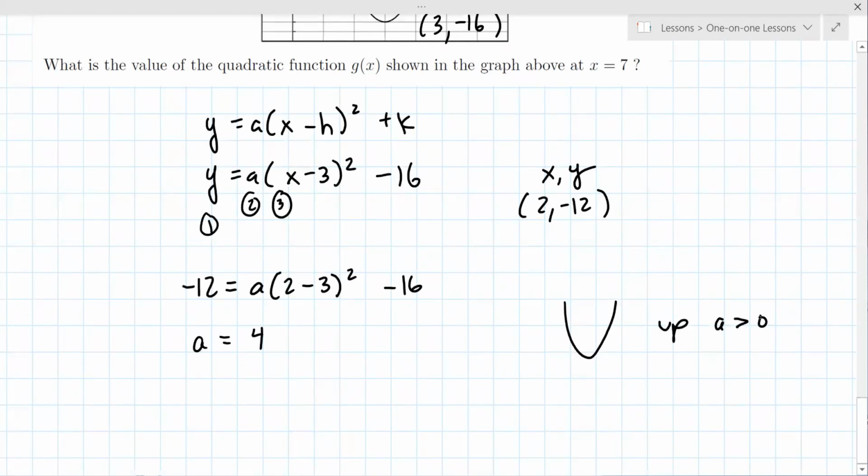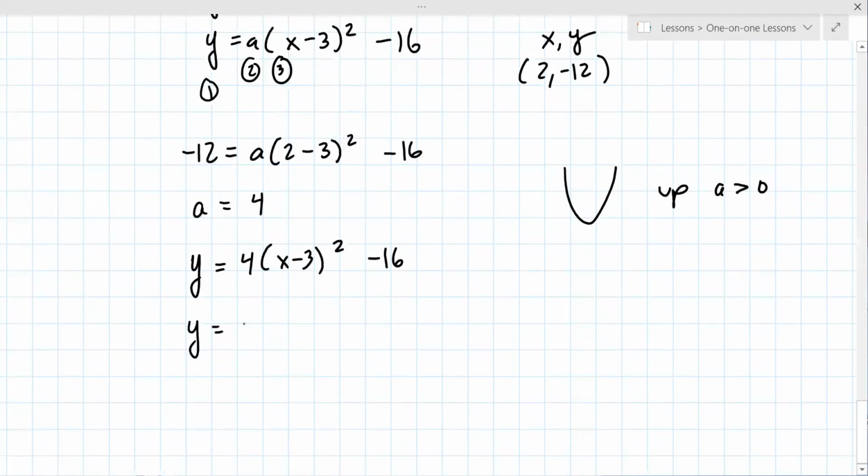Okay. So now, again, what do we do? That's not the answer. That's just the value of a. A lot of these questions are synthesis multi-step questions. They want it at 7. So you have to put 7 in for x. So 4 times 7 minus 3 squared minus 16. 7 minus 3 squared is 4. 4 squared is 16. 16 times 4 is 64. The more you can do that, again, that's going to really save you quite a bit of time.